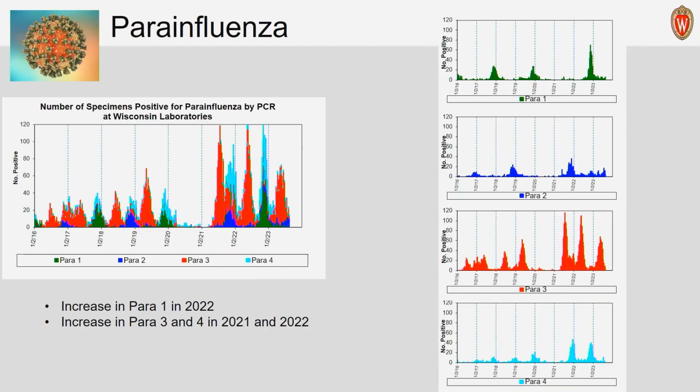Parainfluenza has 4 main viruses, and they tend to circulate in different patterns. Para3 tends to come pretty much every year, but is a little more of a summer virus, your summer flu, while the other ones, like Para1, are usually every other year, same with Para2. Para4 tends to be seasonal, more like the influenza season.